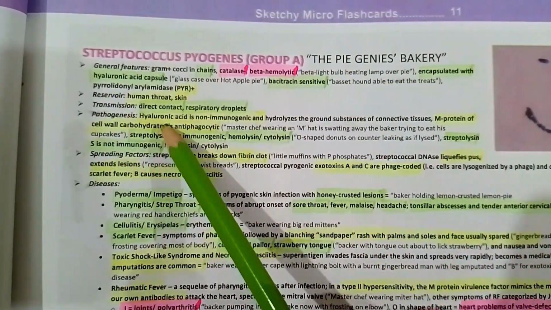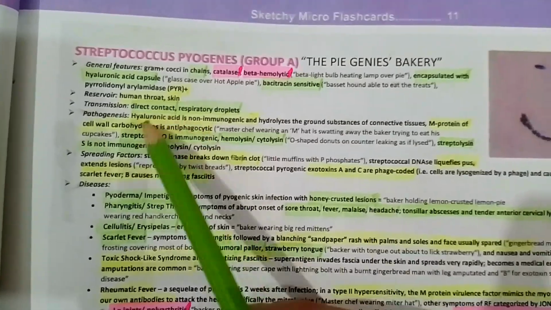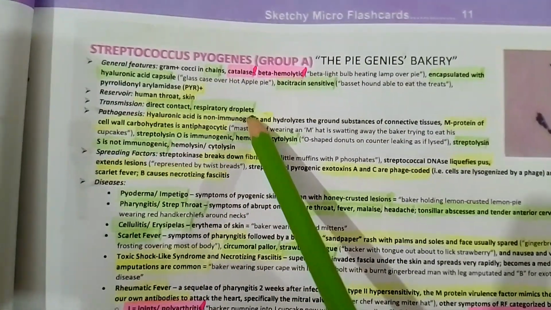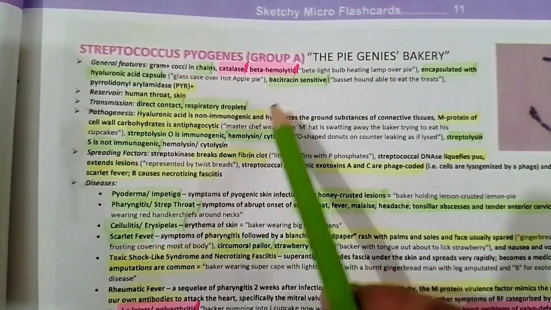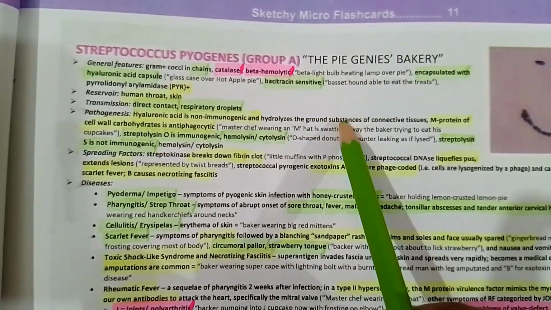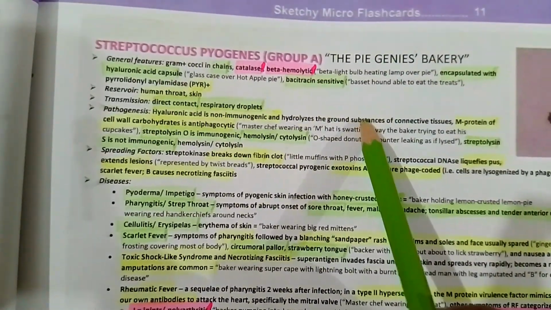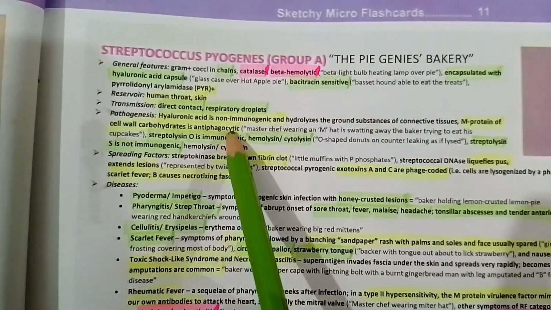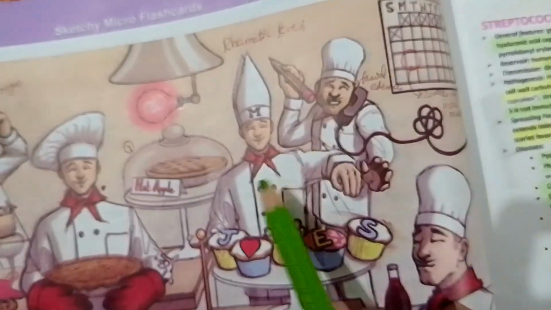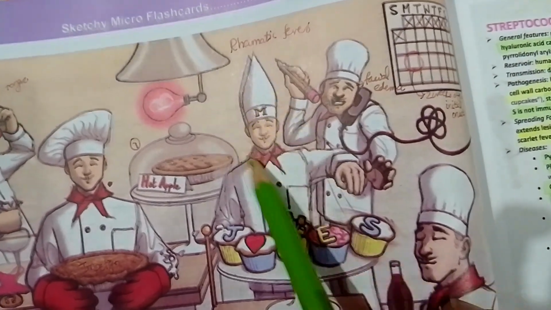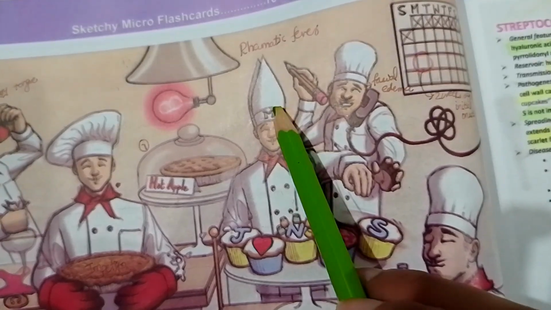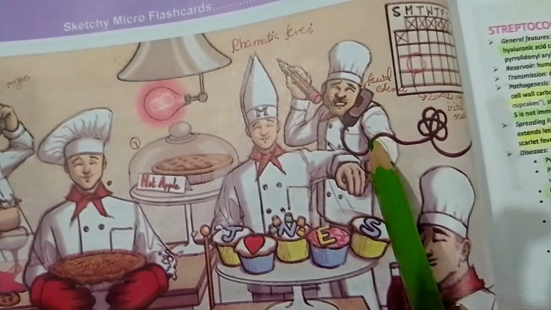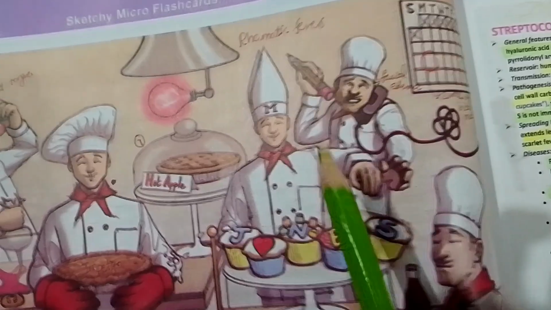Actually, hyaluronic acid is one of the pathogenic factors. It is non-immunogenic, so it will not cause an immune response, and its function is to hydrolyze the ground substance of the connective tissue. Then the second most important pathogenic factor is the M protein, present in the cell wall carbohydrate. It is anti-phagocytic, meaning it will not allow phagocytosis of the bacteria by phagocytic cells. It is represented by this M. This chef is the M protein, and he is not allowing this phagocytic cell to eat bacteria.